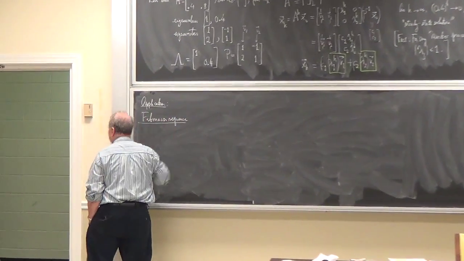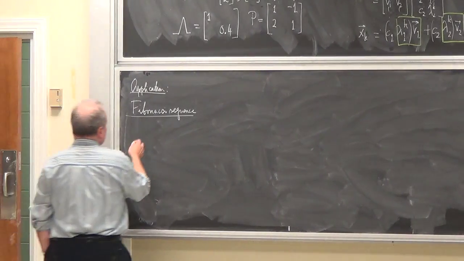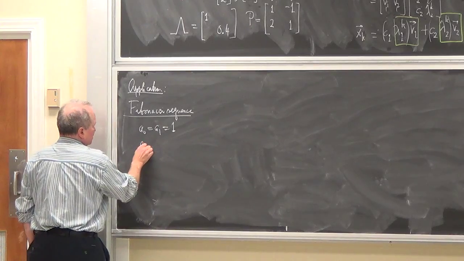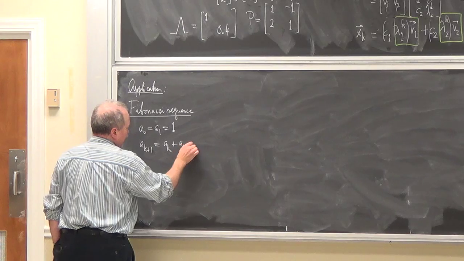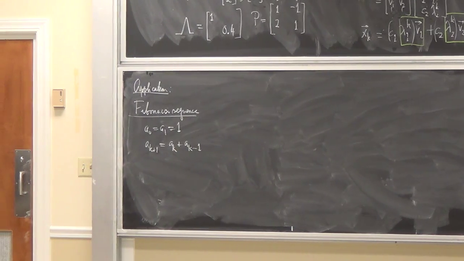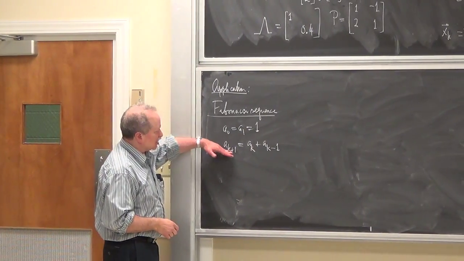So, we discussed the history of this a smidgen the other day. We're going to start off with a sequence that is given by this recursion formula. And you don't think about this as a linear algebra problem, but I will convince you in the next minute that it's a linear algebra problem. And in fact, this is called a difference equation.